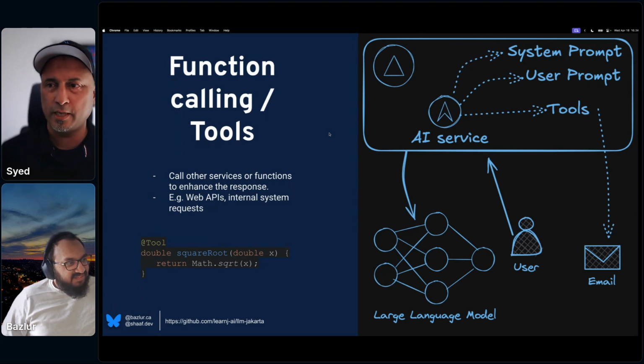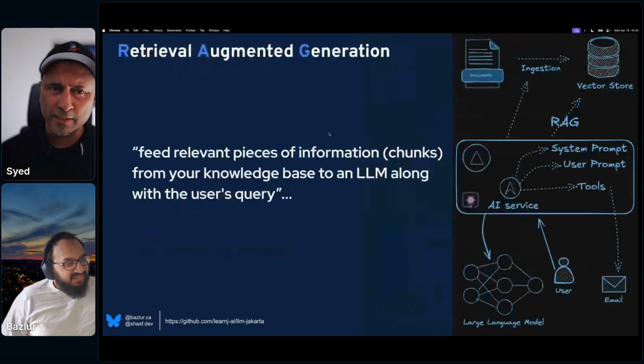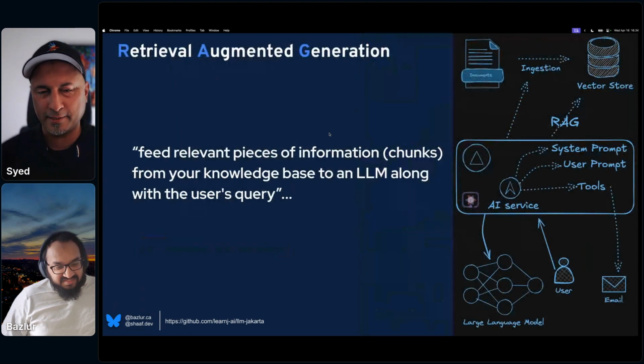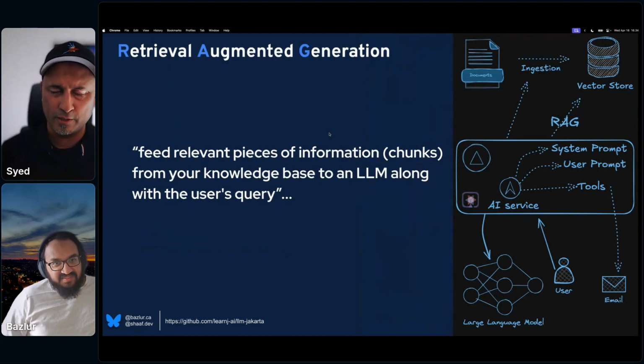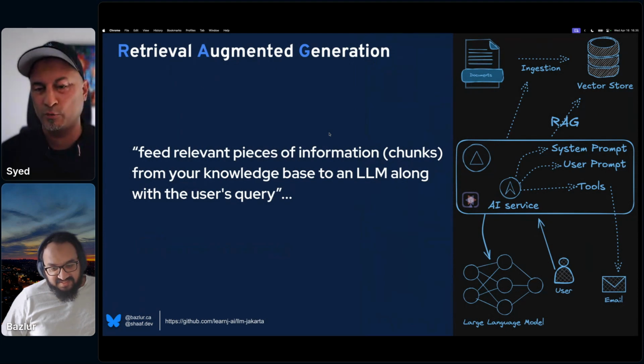So moving on to the other part of the demo, retrieval augmented generation, RAG, which you might have heard a lot. There are many ways to explain RAG, and for me, from a developer perspective, the simplest way is that it feeds the relevant pieces of information from your knowledge base to a large language model together with the user queries. Yes, this is an extremely simplified explanation of RAG, but typically that's what you want to do.